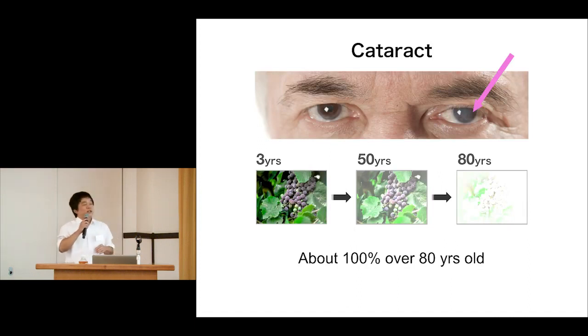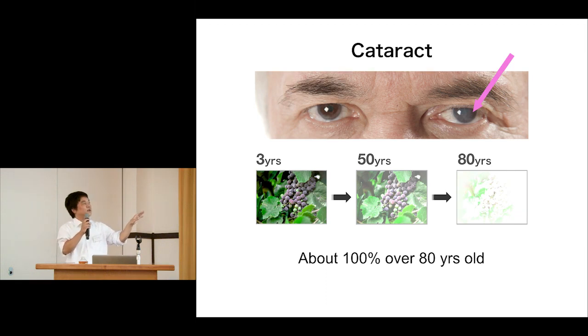I'm studying the lens and senile cataract formation with aging. In this picture, the right eye has a correct lens. The left eye has a cataract. It's a little bit whitish. When we were young, our lens has the correct structure and the correct function to keep the lens clear. So we can see very beautiful pictures.